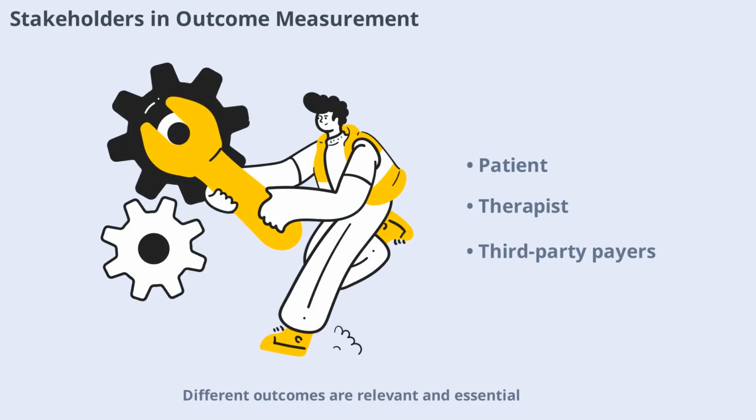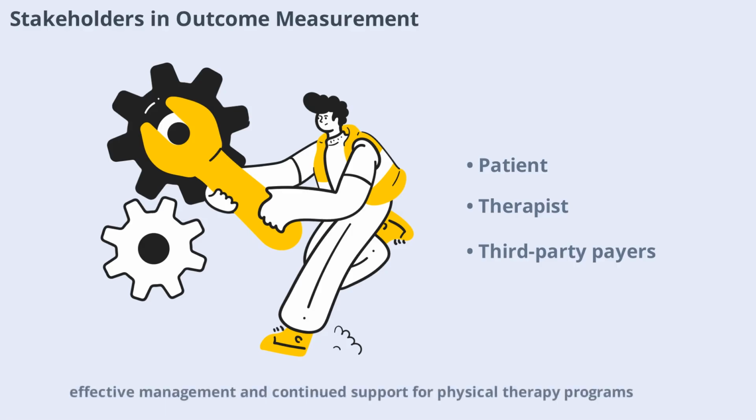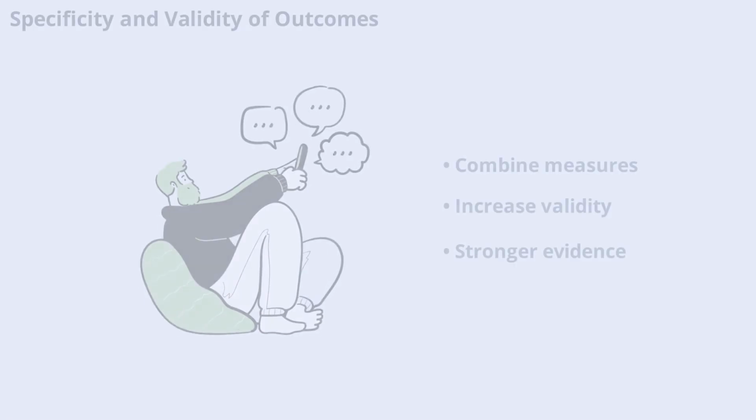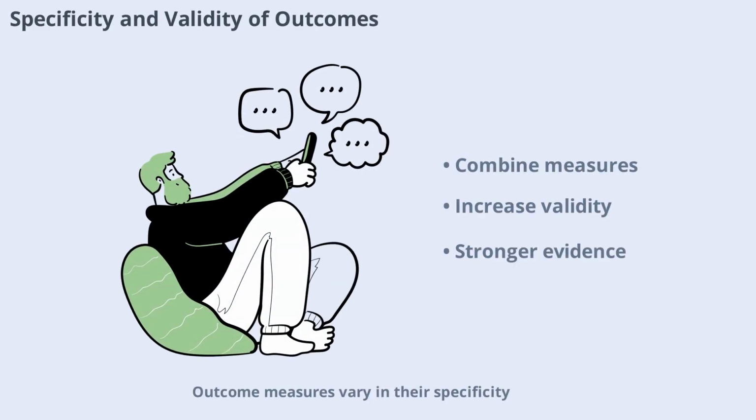Different outcomes are relevant and essential for all parties involved in patient care. These stakeholders include the patient, therapist, and third-party payers. Each group may prioritize different outcomes, but all must be evaluated and documented to ensure effective management and continued support for physical therapy programs. Outcome measures vary in their specificity to a problem and their evidence base.